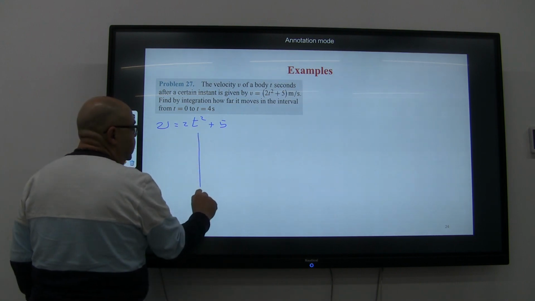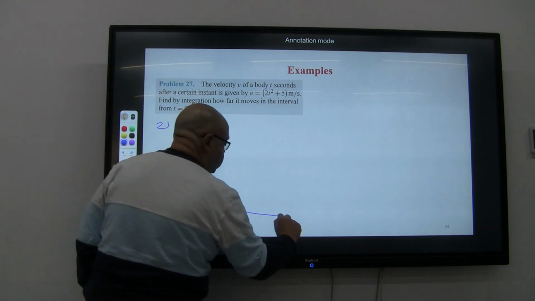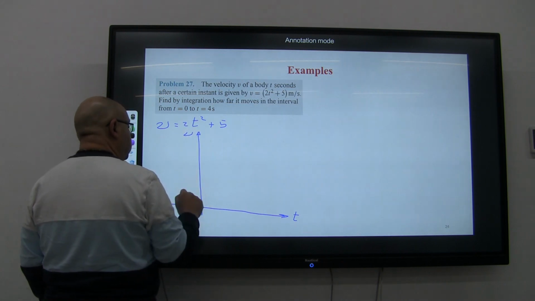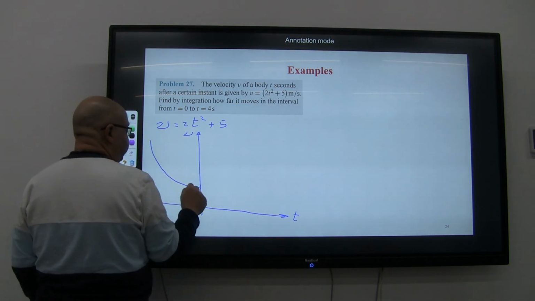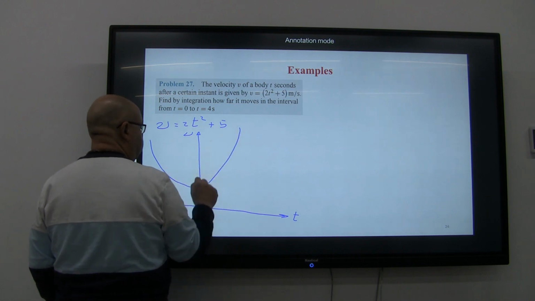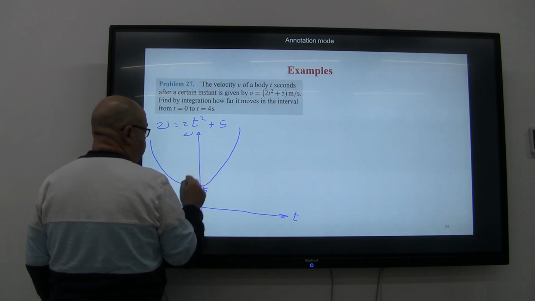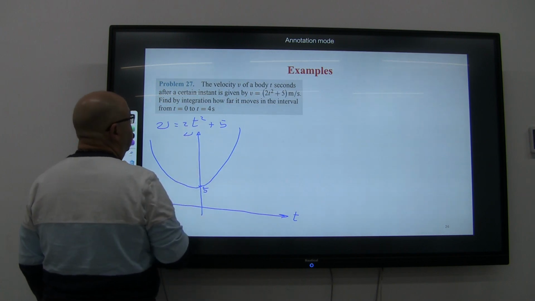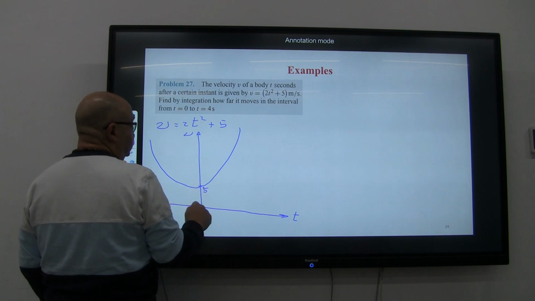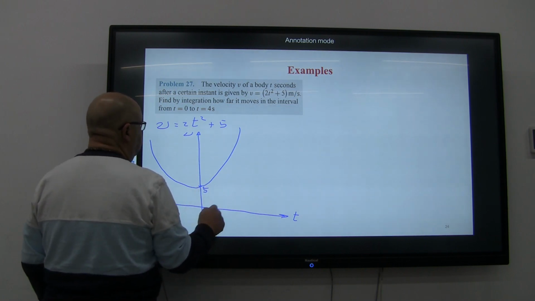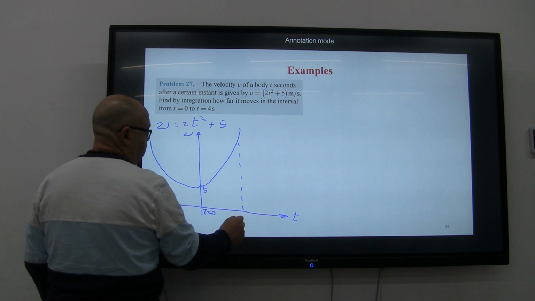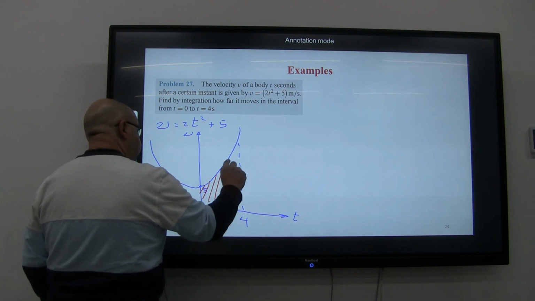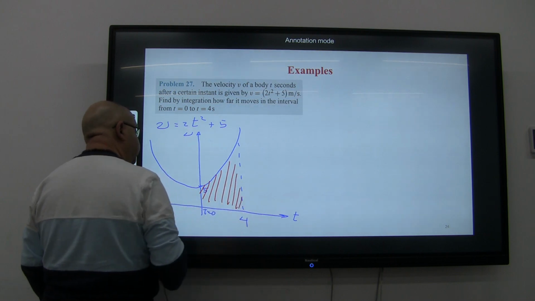So if you look at this function, it's going to be like this. This is t, and this is the velocity that you are seeking. This is the function that we are talking about. This is the vertex, which is at 5 in v, if you put t equal to 0. And he wants you to evaluate from t equal 0 till t equal 4. So actually, this is the area represented by integrating velocity with respect to time.